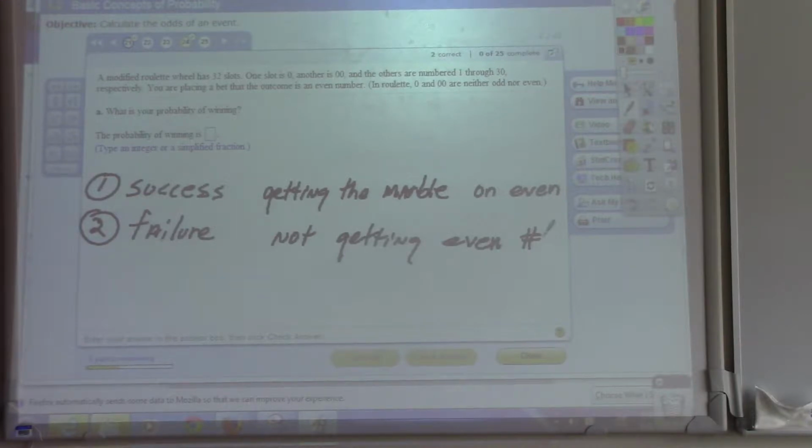All right? So, in this problem, the trick is to remember the second one, the second little thing. And that is the complement to success is failure. But the complement to even is not even. Let me give you an example.